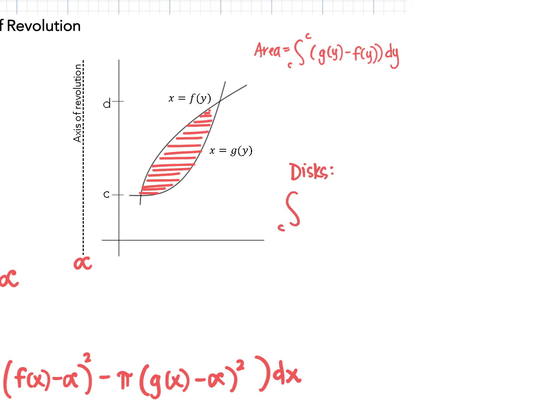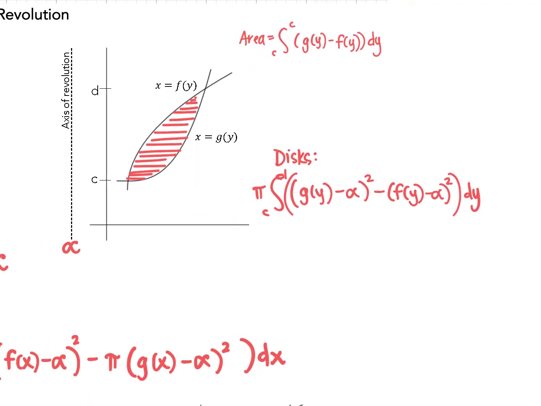So you'll have c to d, and then I'll put pi in front this time, and we go from right to left. So g of y minus alpha, quantity squared, and then f of y minus alpha, quantity squared, that whole thing, big parentheses, dy.